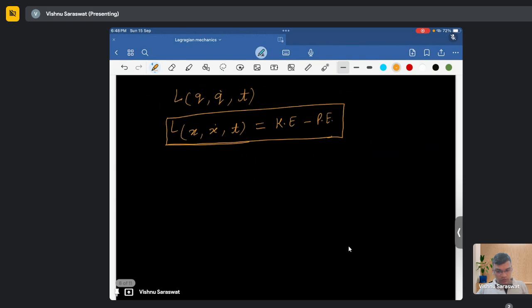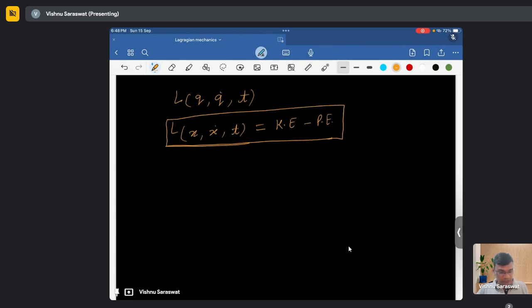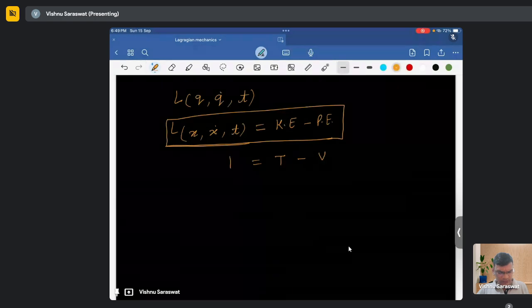So Lagrangian is equal to the difference of kinetic energy and potential energy. Many textbooks write the kinetic energy as T and potential energy as V. So we can simply write L is equal to T minus V.